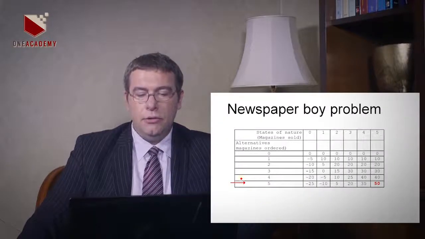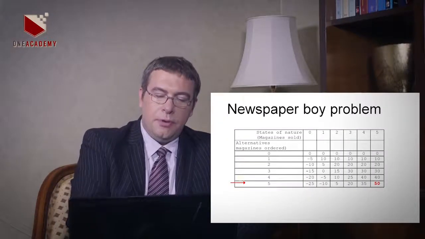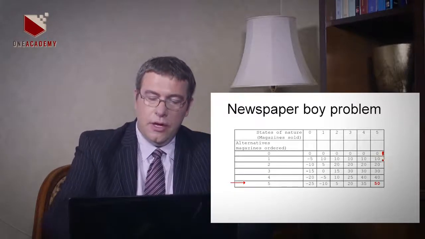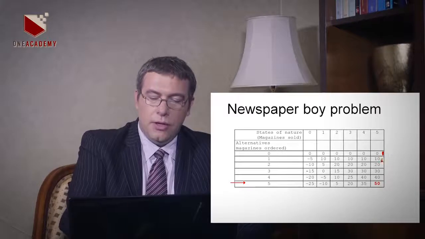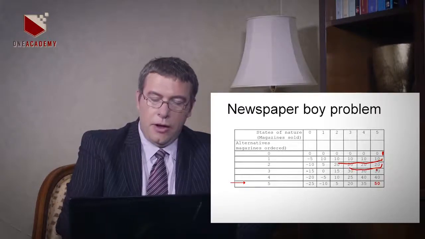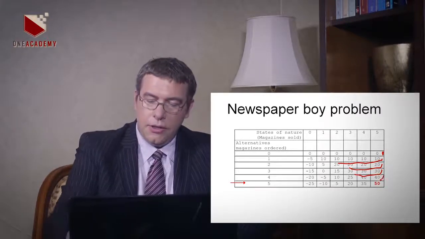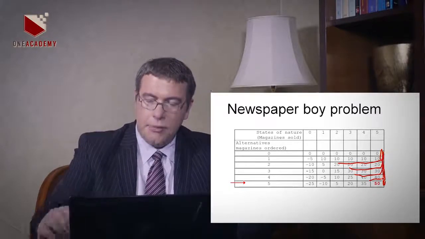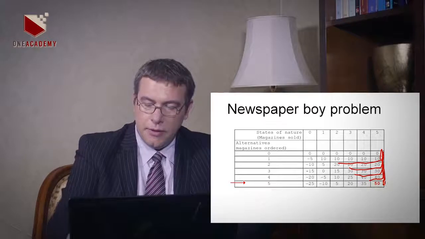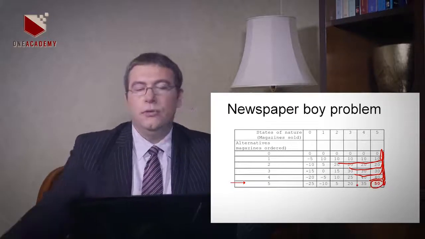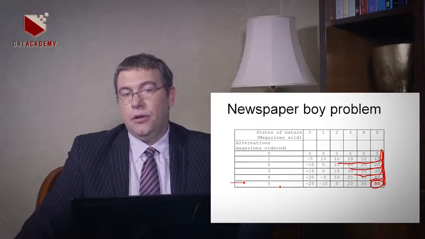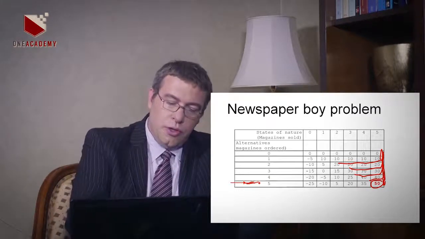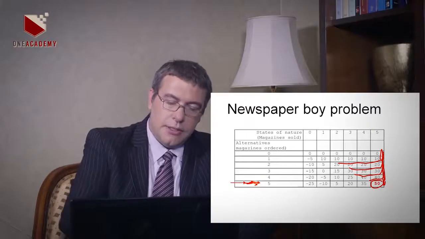And let's see how it looks like here. The best possible outcome if I order 0 magazines is 0. The best possible outcome if I order 1 is 10. If I order 2 is 20. If I order 3 is 30, 40, 50. Basically, here are the best possible outcomes, and the best out of the best is 50. And according to the totally optimistic decision criterion, we should order 5 magazines.